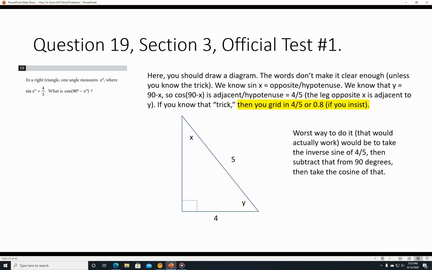All right, let's go to the next question. Question 19, section 3, official test number 1. In a right triangle, one angle measures x degrees, where sine of x is equal to 4 over 5. What is cosine of 90 degrees minus x?